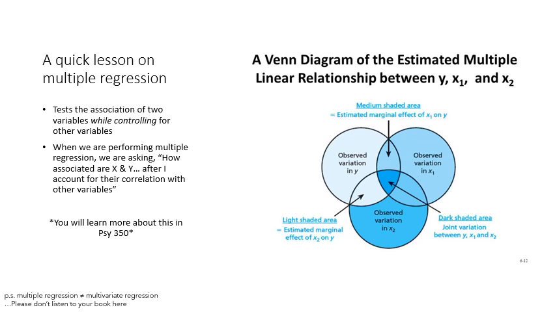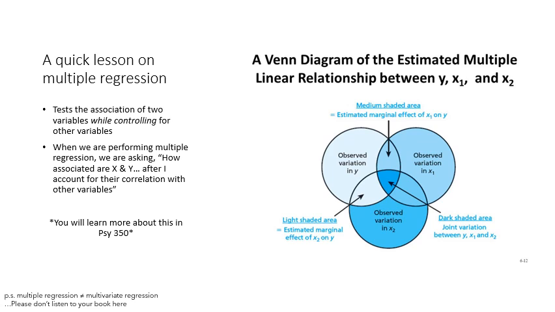Then in the darkest shaded area, we're saying how much of the joint variation between y, x1, and x2. So what is being explained by x1 and x2 in the variation of y? So how are x1 and x2 explaining y?